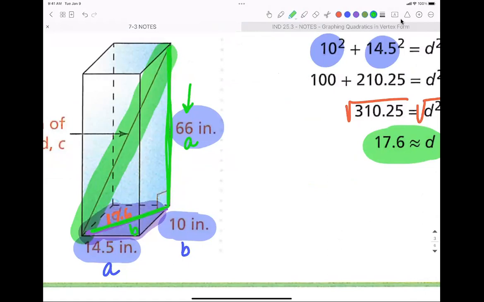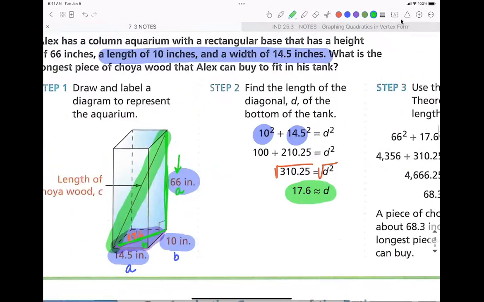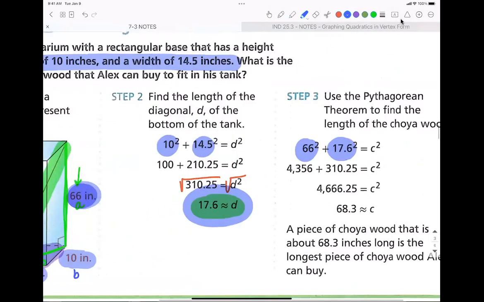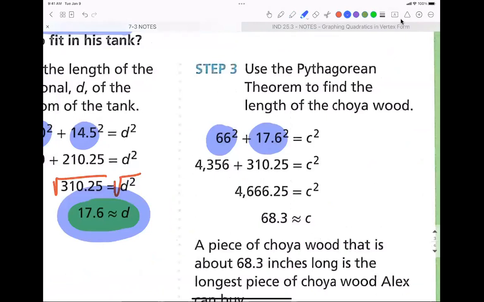Because that actually is a leg of your 3D diagonal. If you notice what they put in for the legs, remember, legs go on the left. This leg, 66, was the height. And this right here, the 17.6, came from the diagonal that we found. Those two make up the next Pythagorean theorem. When you square everything, and you get to this step and take the square root of both, the final answer is that the longest piece of wood that you can put in this aquarium, going diagonal from top to bottom, would be 68.3 inches.